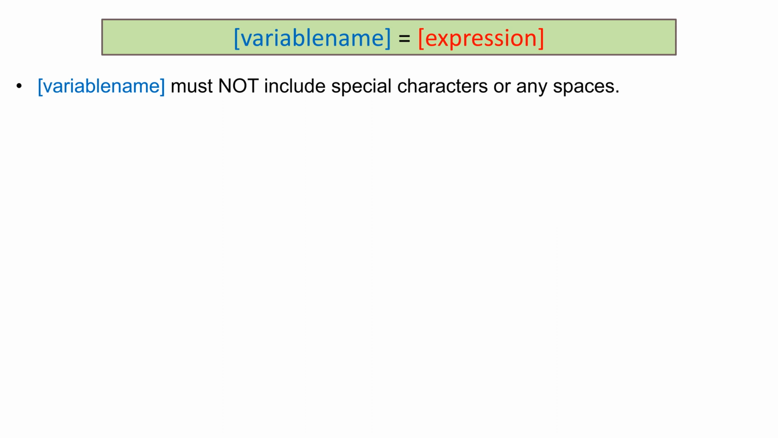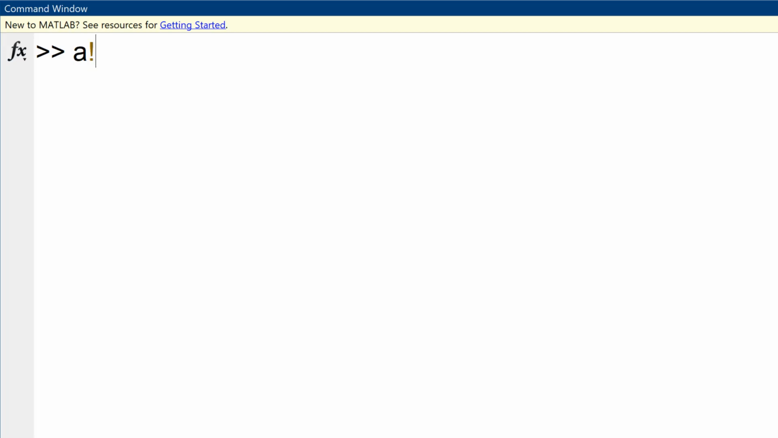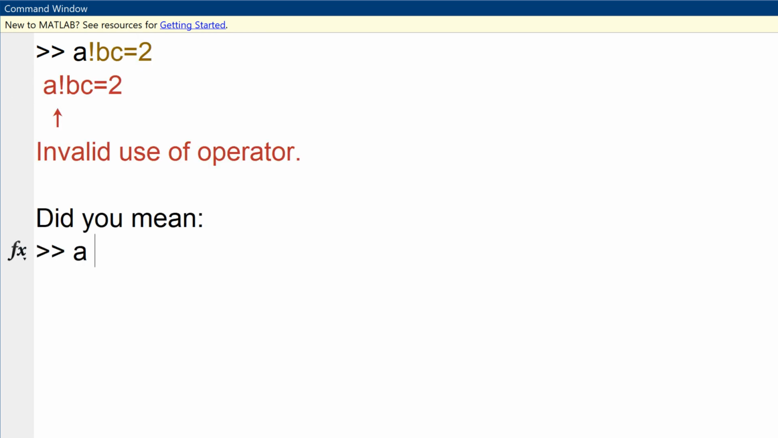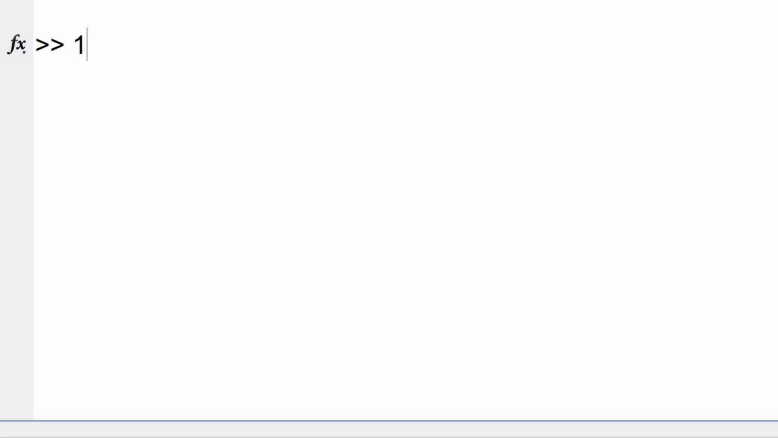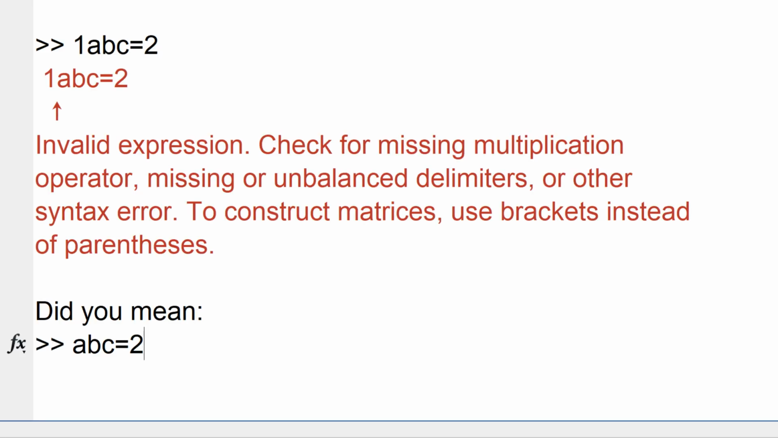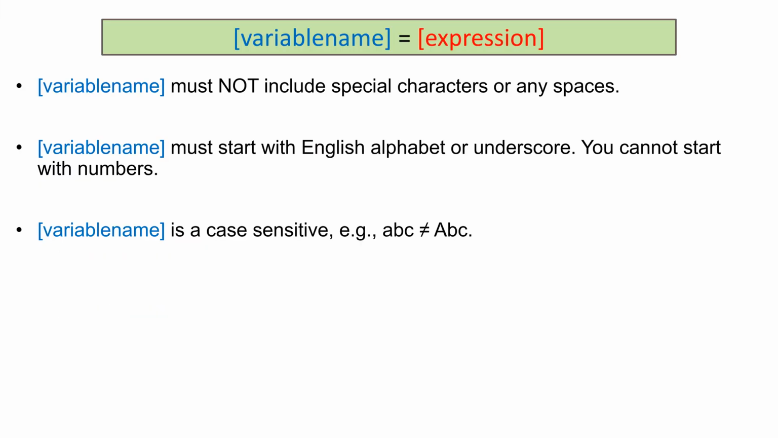There are a few different things that you need to be careful about the variable names. First, the variable name must not include special characters or any empty space. A exclamation mark BC does not work because of exclamation mark. A space BC cannot be used because of the space between A and B. Next, you cannot start with numbers. 1ABC does not work either since you cannot start with numbers for the variable name. Variable names are case sensitive and abc all lowercase is different from abc with uppercase A.